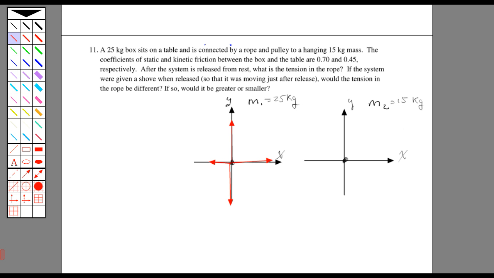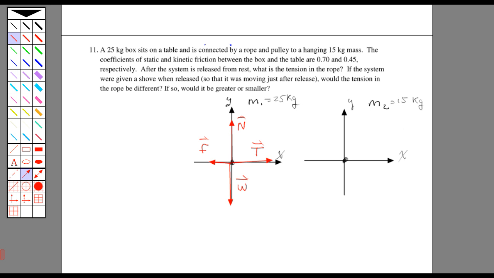So let's label some of these. So here's the tension, this is the weight, here is our force of friction, and our normal force. Alright, one thing to note here is that the magnitudes of the weight and the normal force should be equal, because this box is not going to accelerate up or down.